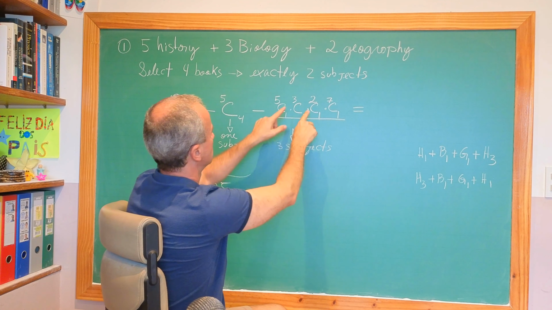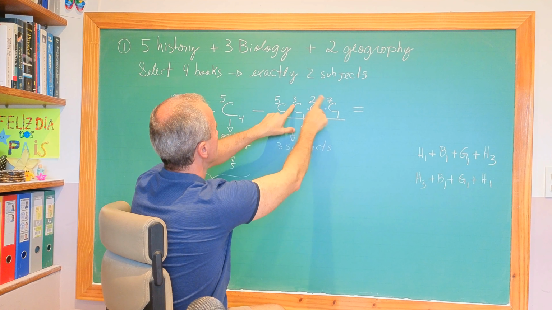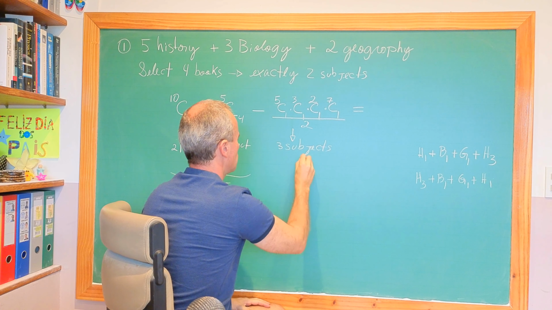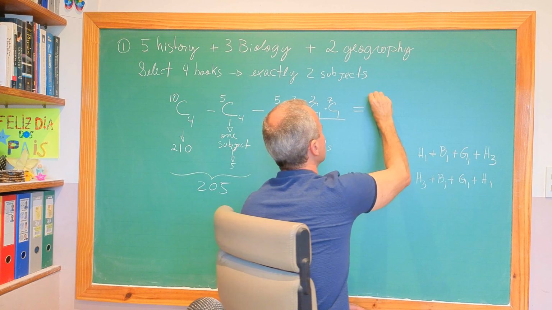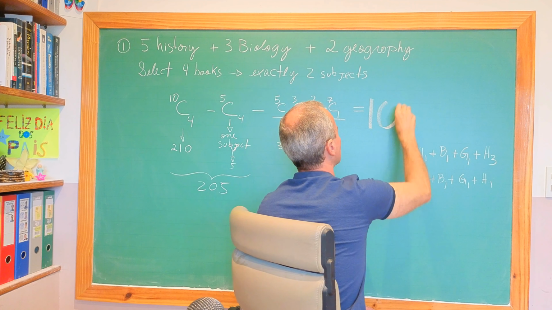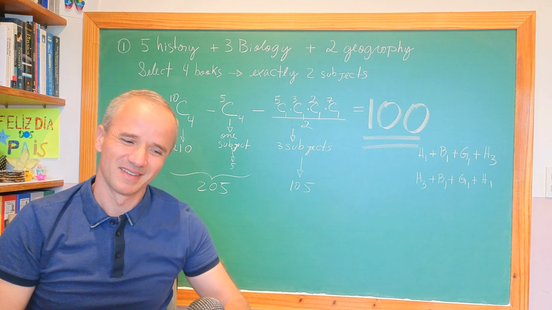So this 2 cancels with that. 21 times 5, 105. So this is 105. And then finally the final answer, 100. 100 possibilities. Come on, what do you think?